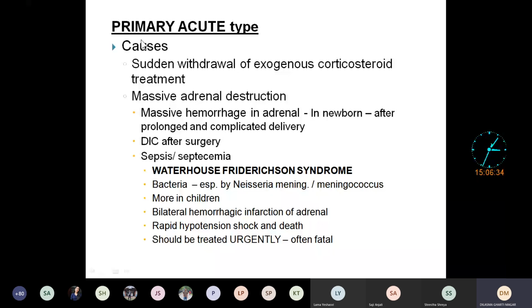In this case, there is massive adrenal destruction. There will be massive hemorrhage in the adrenal gland. Mainly you will see this in newborns after a prolonged and complicated delivery. Whenever a female has a prolonged and complicated delivery, sometimes there will be massive hemorrhage in the adrenal gland of the newborn child. Then in the case of DIC after surgery, do you know the meaning of DIC?